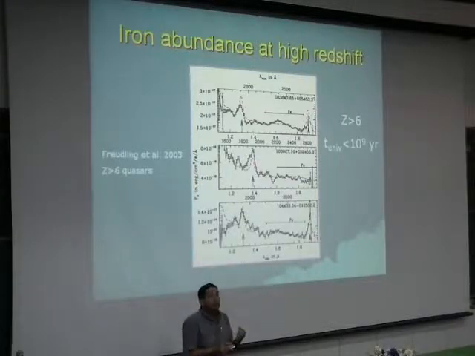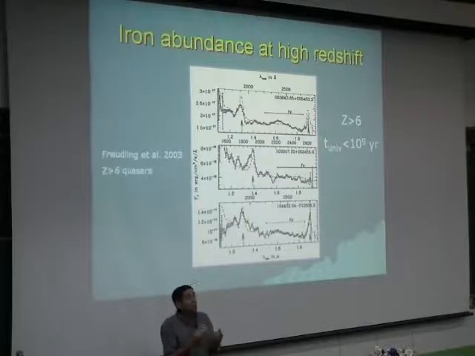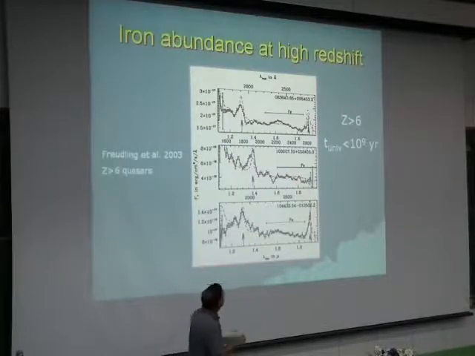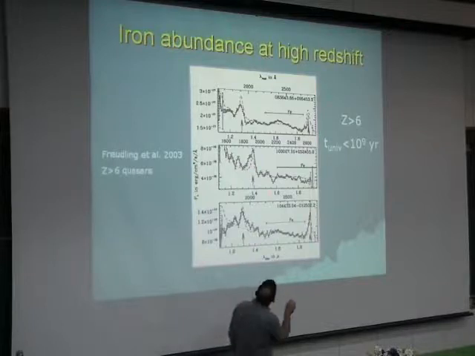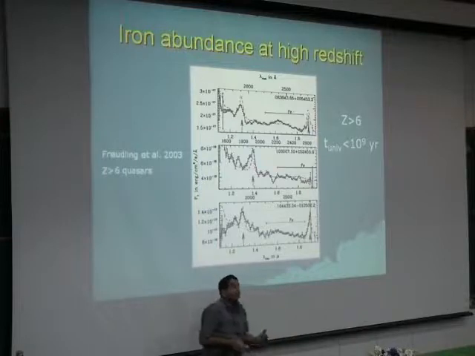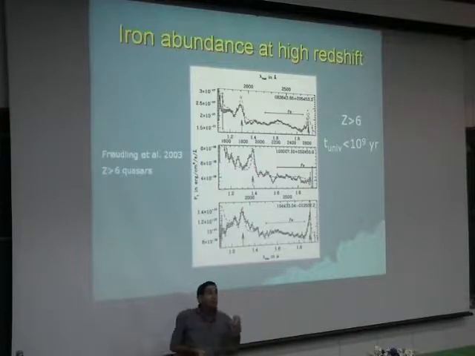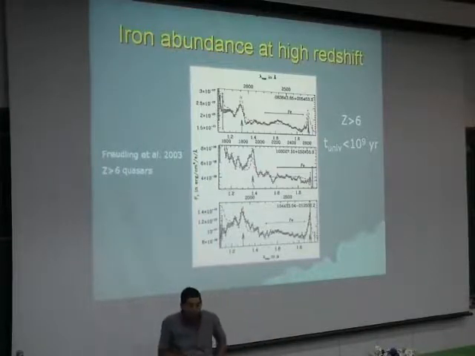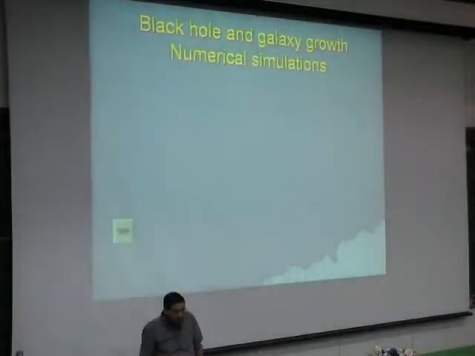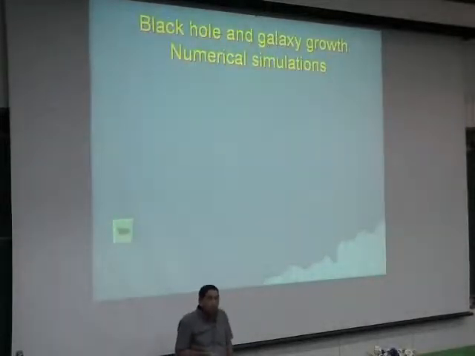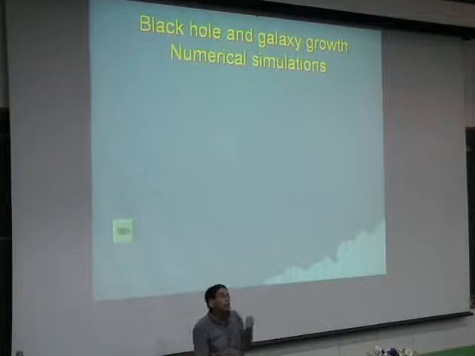And one of the questions is, was there enough time in the universe, assuming this process, to produce so much heavy elements like argon and carbon and oxygen, etc., to explain the spectrum? Because this is relatively short time. The age of the universe is 14 billion years. So even the earliest object that we see already have lots of material in them. And this brings me to what people are doing in order to try and understand it a bit better.